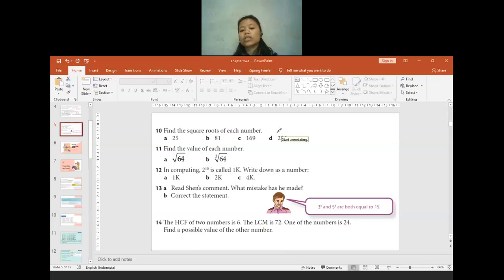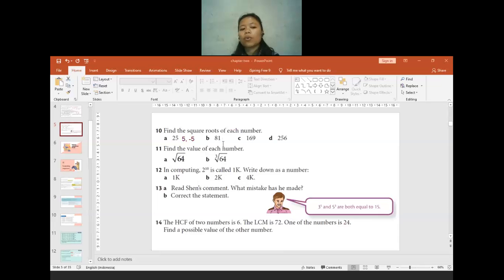Now for question 10. Find the square root of each number. What is the square root of 25? I told you again, when it says square roots with letter S, the answer will be two: positive and negative answers, not only the positive one. So the answer will be 5 and negative 5. Not only the 5, because the question says square roots with letter S. So the roots will have at least 2, but because it is square roots, it will have 2 answers only.